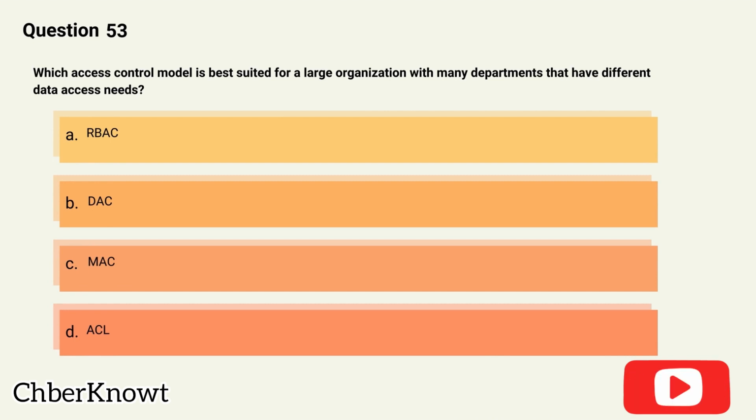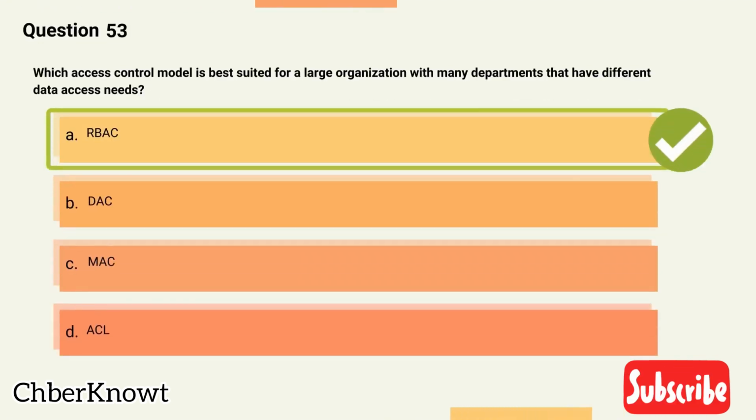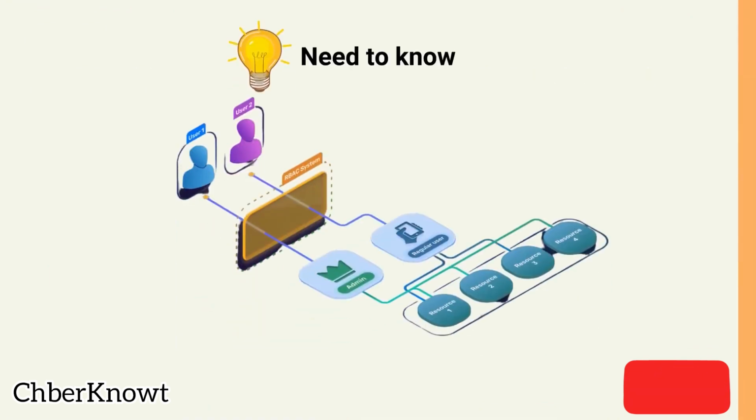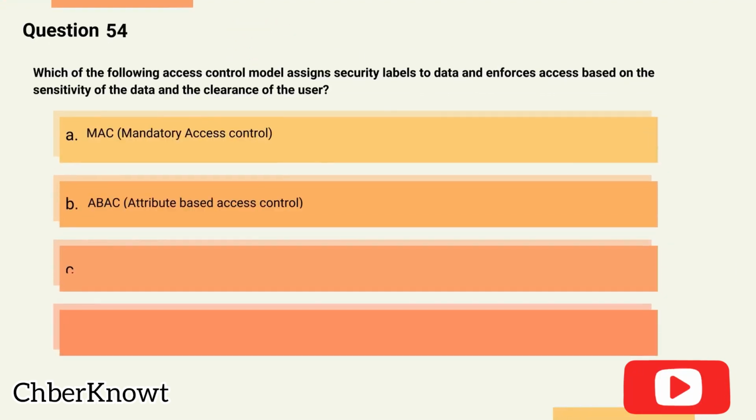DAC. Option C. MAC. Option D. ACL. The correct answer is option A, RBAC. Explanation. Role-based access control, RBAC, is best suited for a large organization with many departments that have different data access needs. RBAC simplifies access control management by organizing users into roles and assigning permissions to each role rather than assigning permissions to each user.